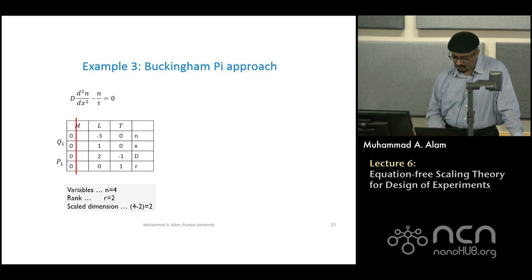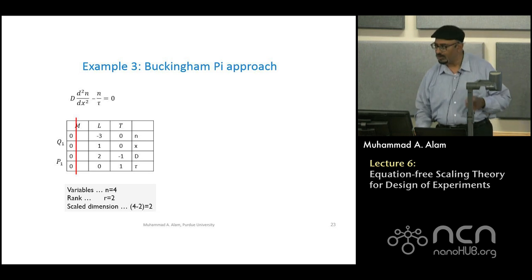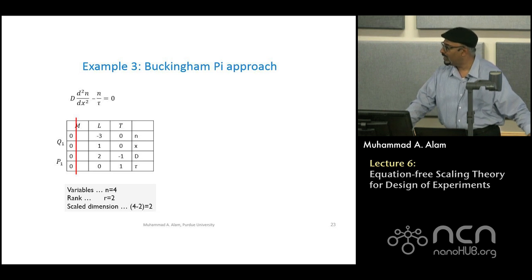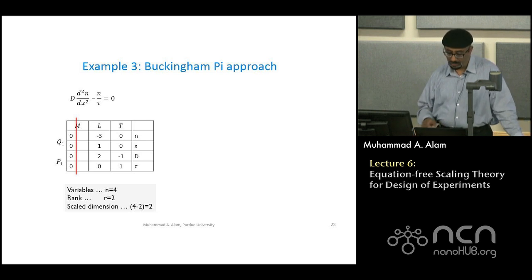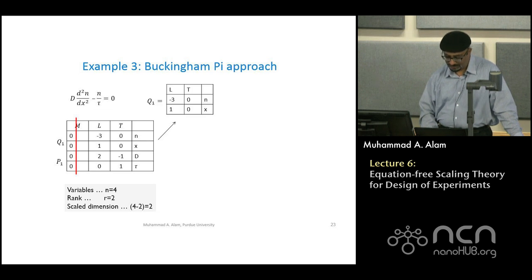It turns out there are 4 variables. If you take the rank of this matrix, you get 2. So how many scale dimensions am I going to have? 4 minus 2, so I'm going to have 2 dimensionless groups, pi 1 and pi 2. You sort of already know that one of them is going to be x divided by square root of D tau, that's going to be pi 1, and another is going to be n divided by n naught. That's going to be the other. So you can already see what's going to happen. So you have the Q1, right?